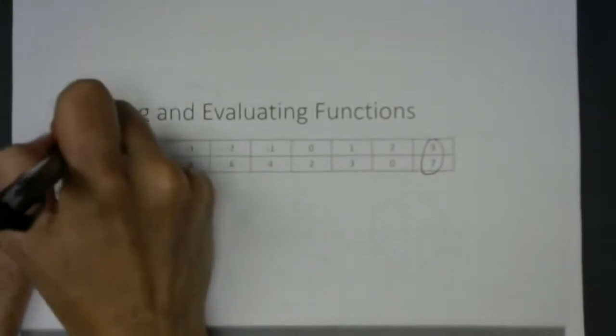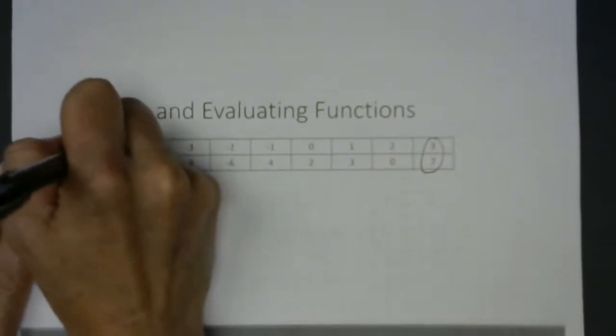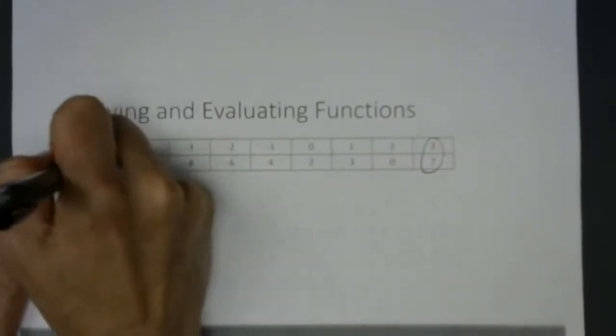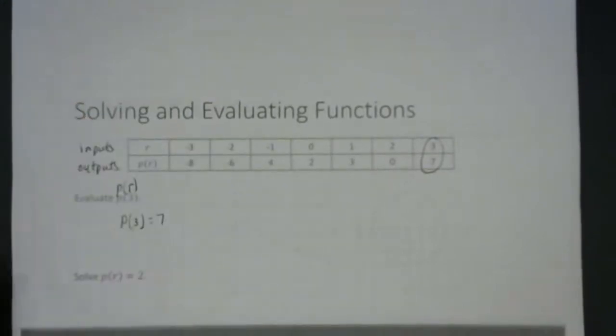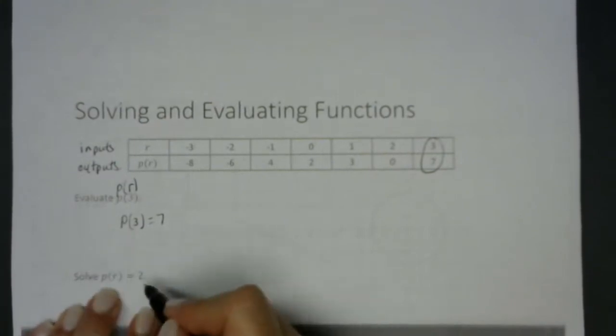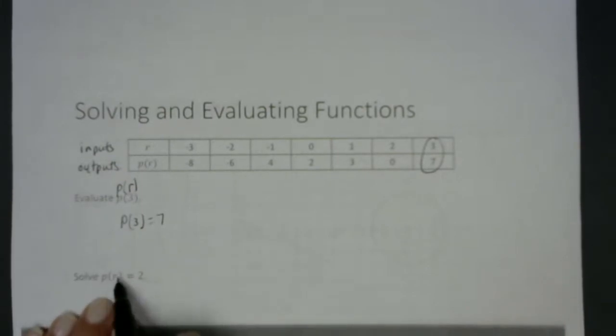Okay, and again, that first row is our inputs. That second row there is our outputs. The second part of this example says solve P of R equals 2. All right, so what's it telling me there? It's telling me that the value of P of R is 2.